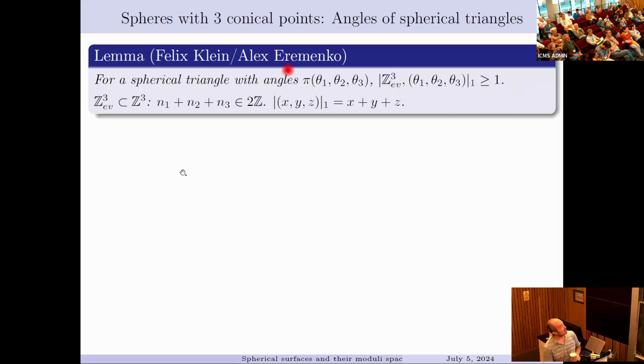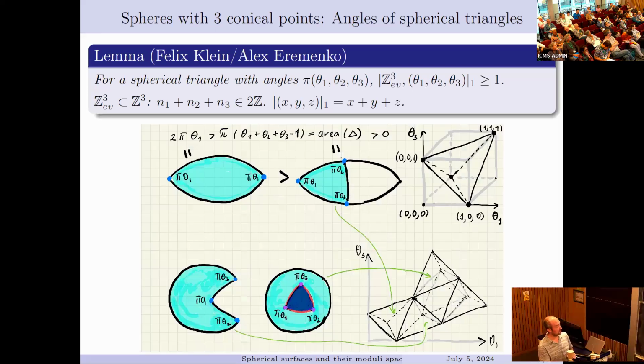So Z even is all integer points such that the sum is even. And then this is the L1 distance. Basically, the L1 distance from your angles theta 1, theta 2, theta 3 to Z even should be greater than 1. But okay, it's impossible to visualize it without a picture, but here's the picture. So I will now stop at this picture.